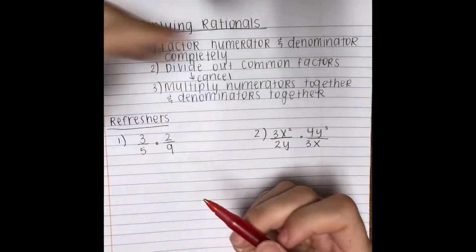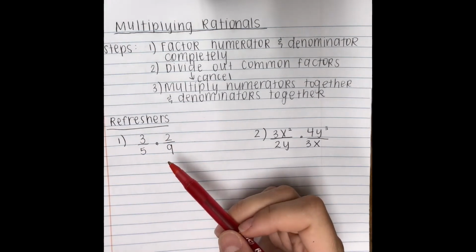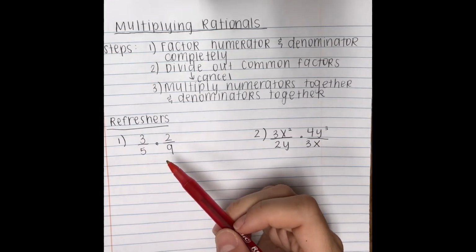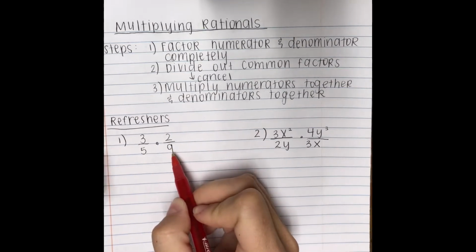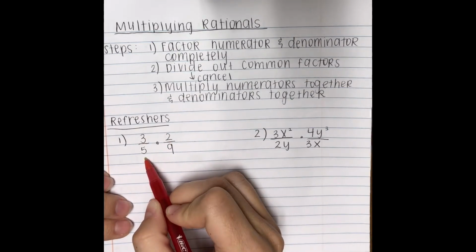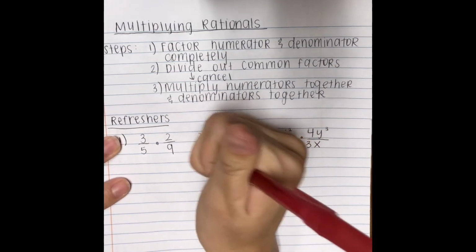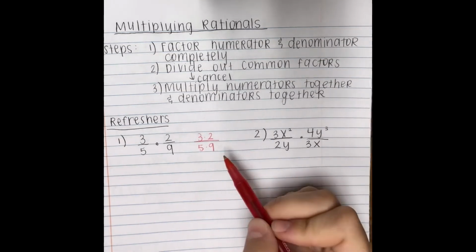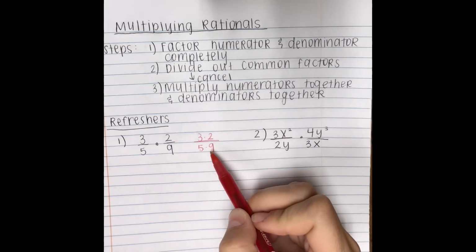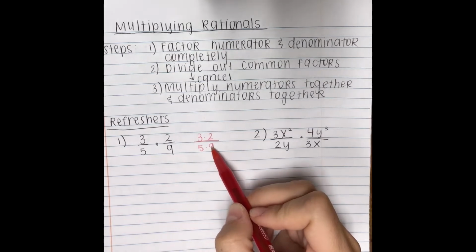Okay, so step 1 says factor numerator and denominator completely. We just have numbers here, so we don't need to worry about factoring. We're going to simplify. So 3/5 doesn't simplify, 2/9 doesn't simplify, but what you can do is look diagonally and see if they can simplify, because this is really the same thing as 3 times 2 divided by 5 times 9, right? So if you're looking at it this way, you don't just have to divide the 3 by the 5, it's also being divided by the 9. So you can simplify on the diagonal like that.